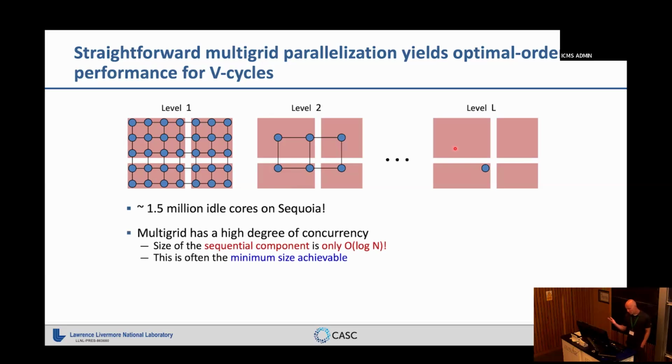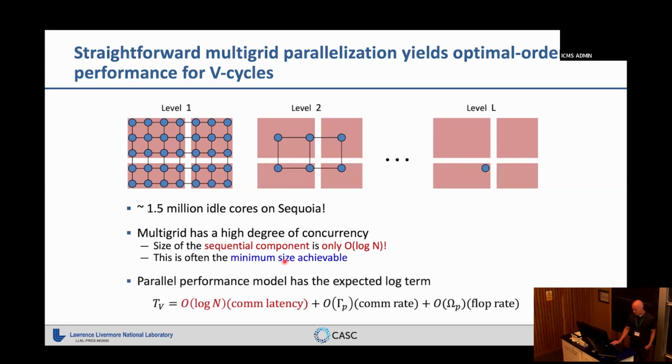So multigrid has a high degree of concurrency. That's why we like it. In fact, if you design it well, the only sequential part is just O of log n in size. And that's often the minimal size you can achieve. There's even theory from 1992 that shows a lower bound for the Laplacian, independent of algorithm. This is the fastest you can do. And if you look at a parallel computing model, you also see the O of log n pop out in the right place. So these first 2 terms are for communication using a standard postal model. We have a latency cost plus something associated with bandwidth. And you can see the log terms here. And then you have some sort of flop rate on the right.